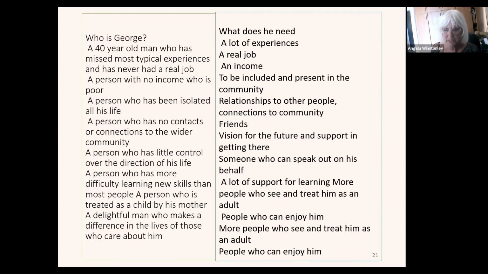People who can enjoy him. So it's a very different feel to the same guy presented in two different ways. And this is like a portrait of George as a meaningful, real, whole individual, rather than somebody who's got an IQ of 30 and has behaviors, etc. Okay, we need to understand those things, but that's not the main focus around George.